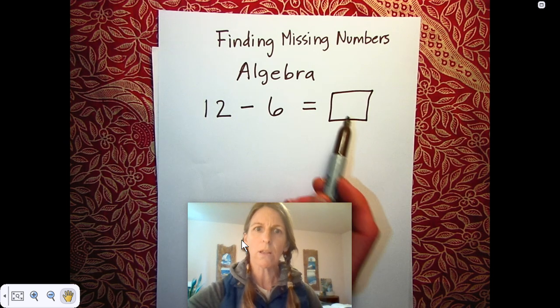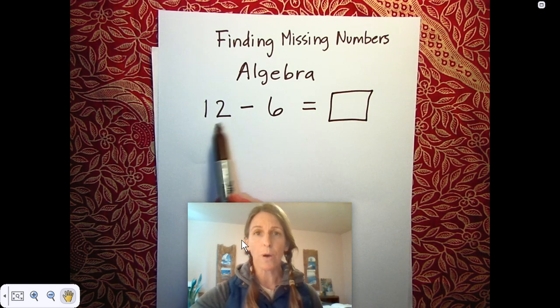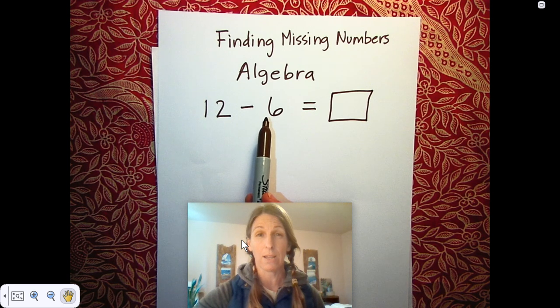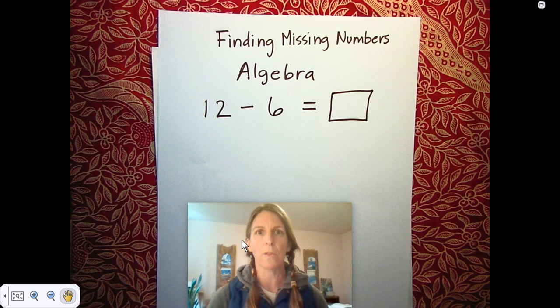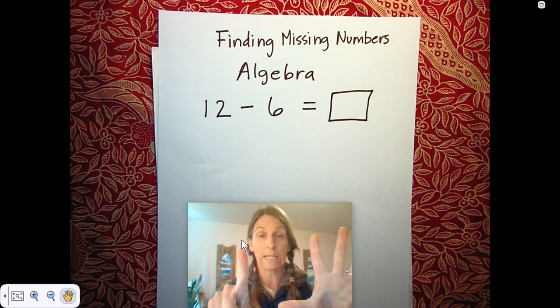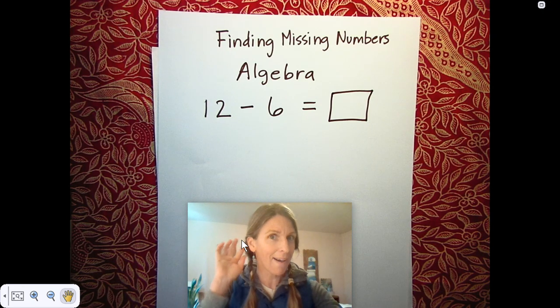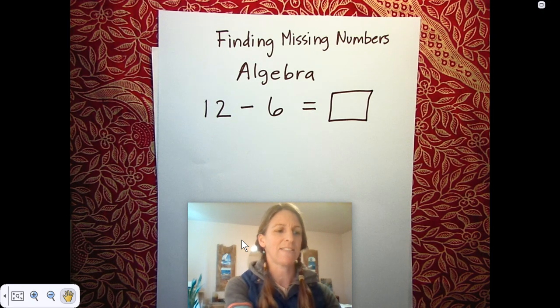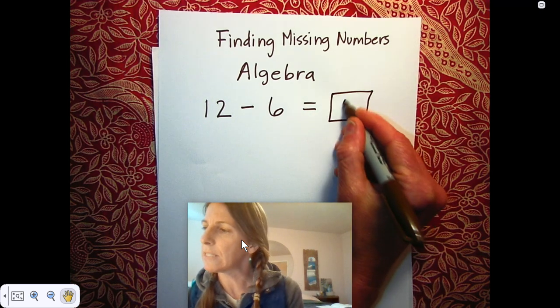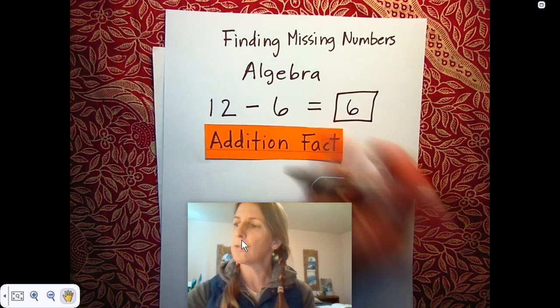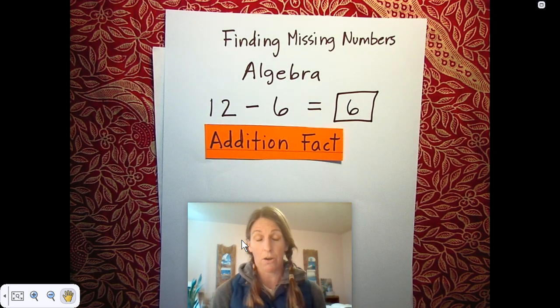All right, well, you know what? When I see a 12 minus 6, I automatically think doubles. So in my mind, I know my doubles. I know that 6 plus 6 equals 12. So 12 take away 6 equals 6. That's right. 12 take away 6 equals 6. And that was just using an addition fact that I already knew.